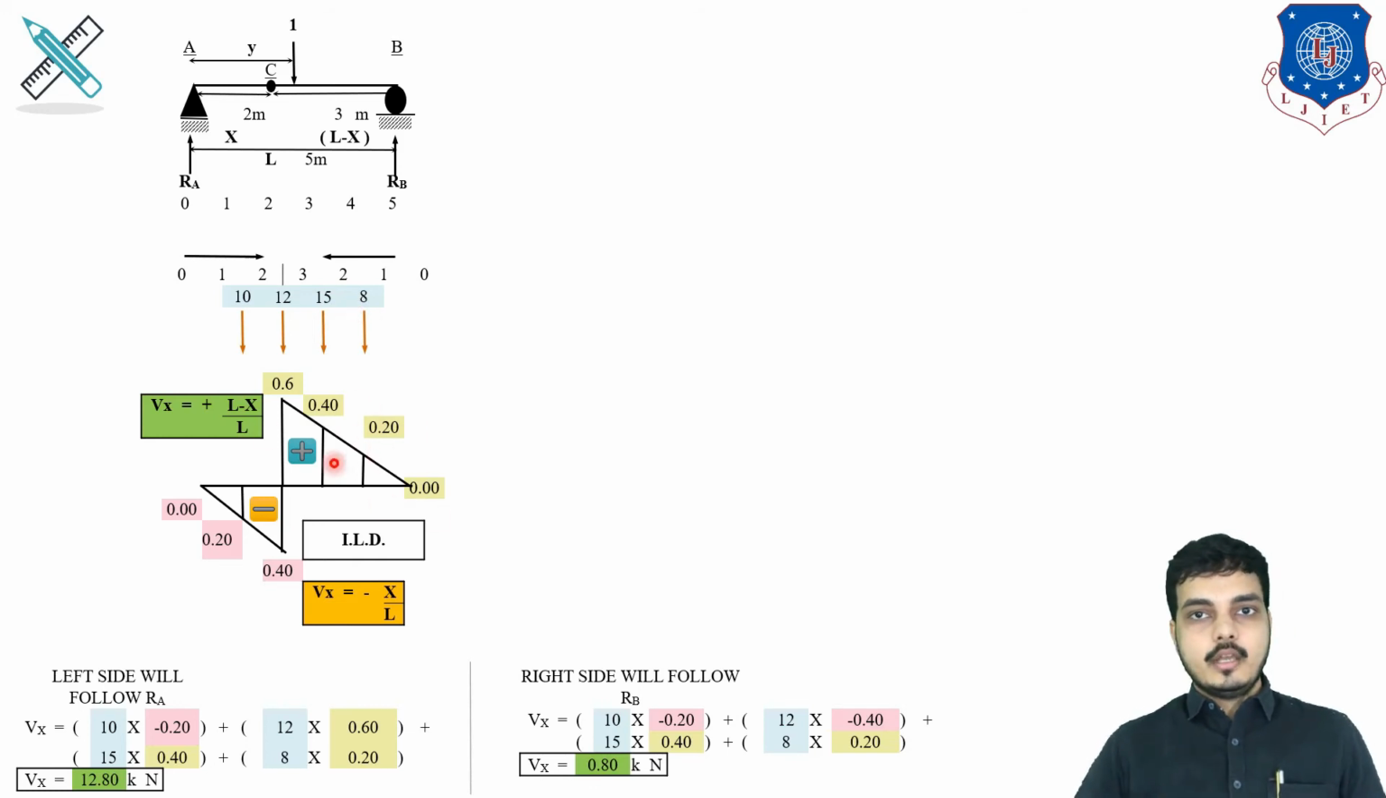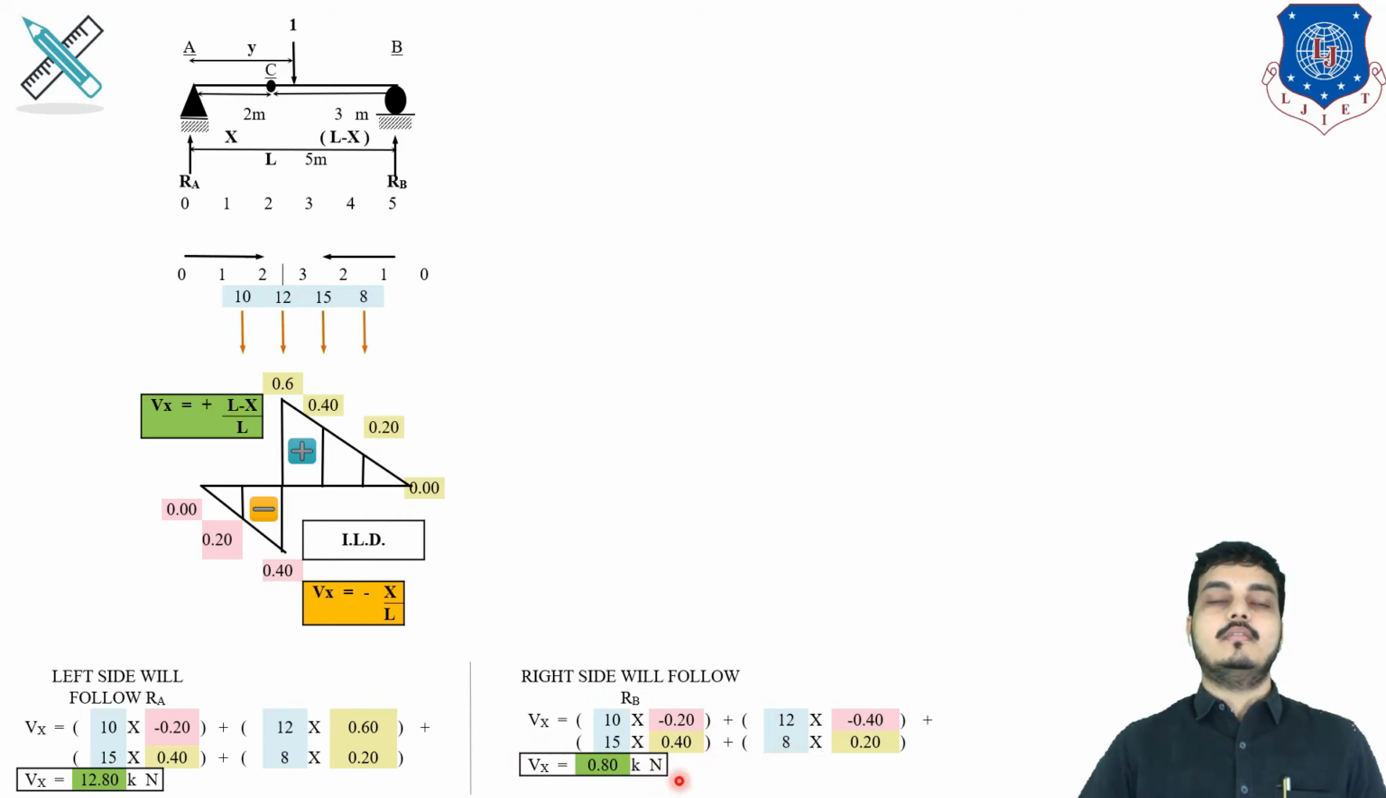Now in Vx particularly we have to keep in mind that there are two values. So when to keep what where? For the left side it follows Ra, which is the upward green value, and for the right side it will follow Rb, which is this pink value. And other than that it remains the same. Now 10 multiplied by minus 0.2 will give me a negative value. Similarly it will give a negative value. Then these two are positive. So the algebraic sum will give me Vx as 0.8 kilonewton.